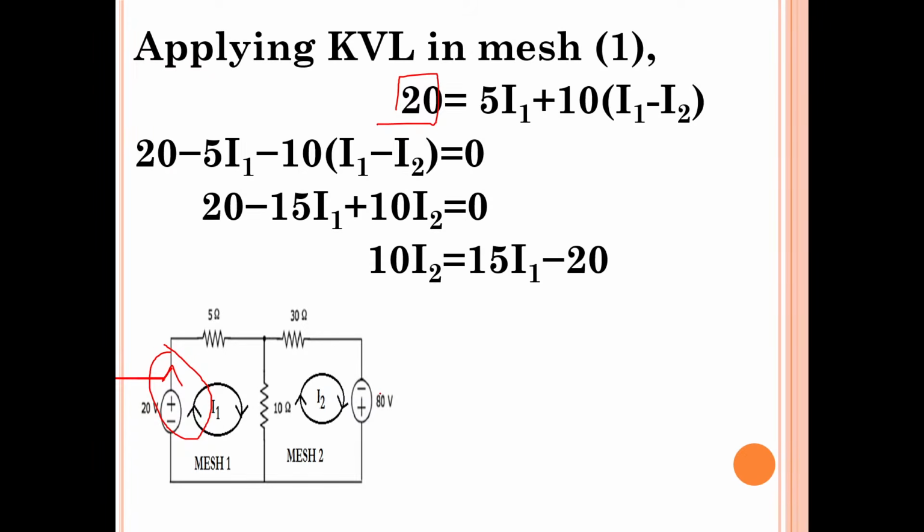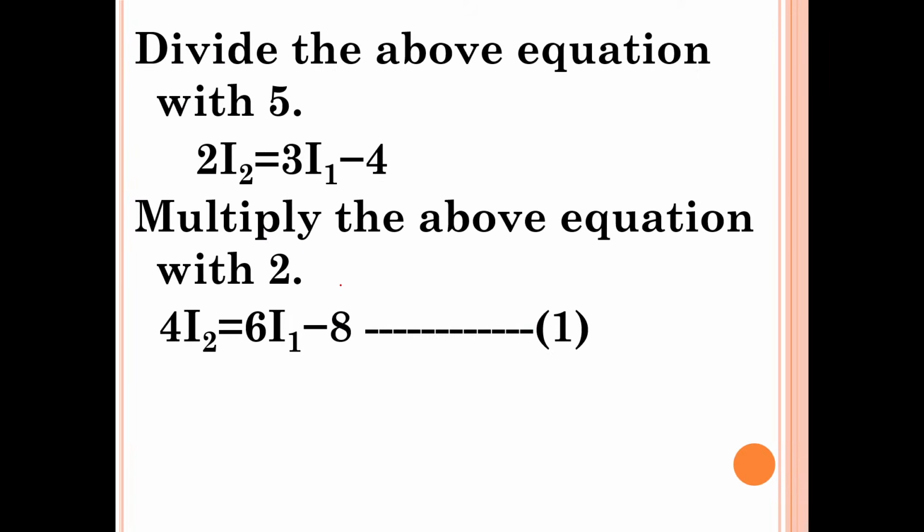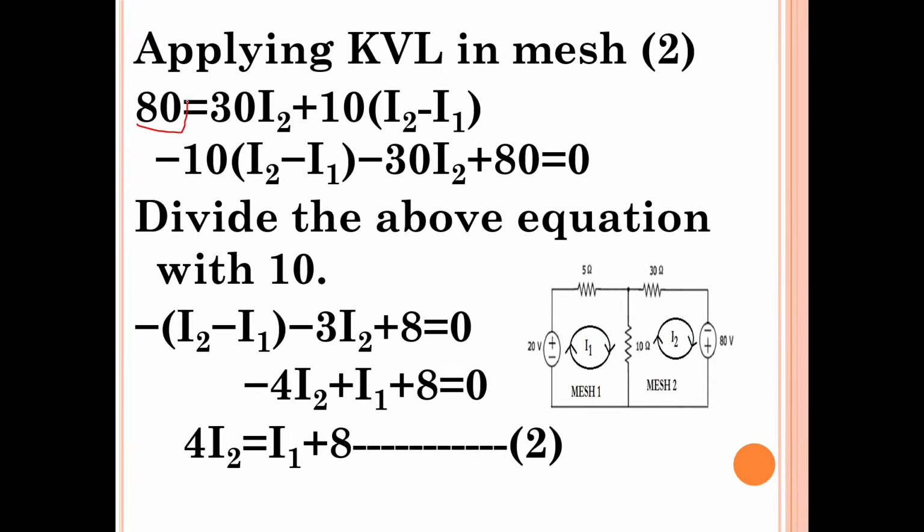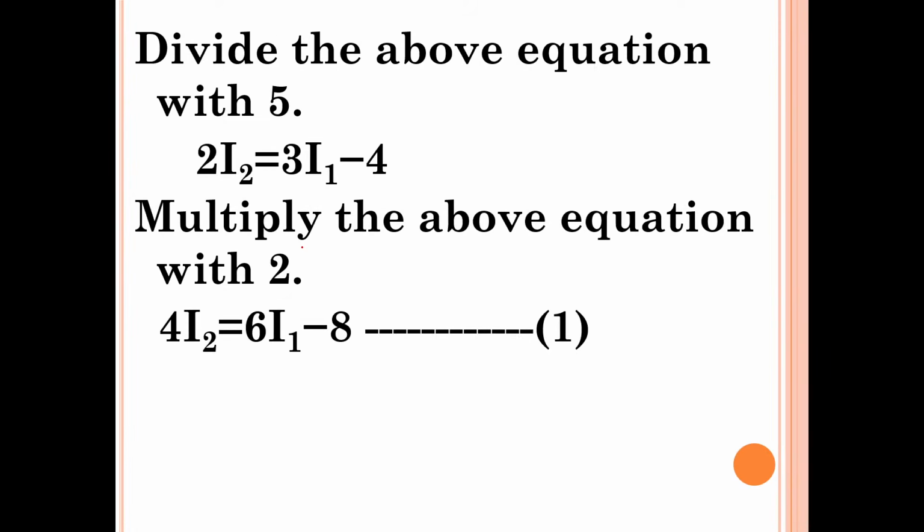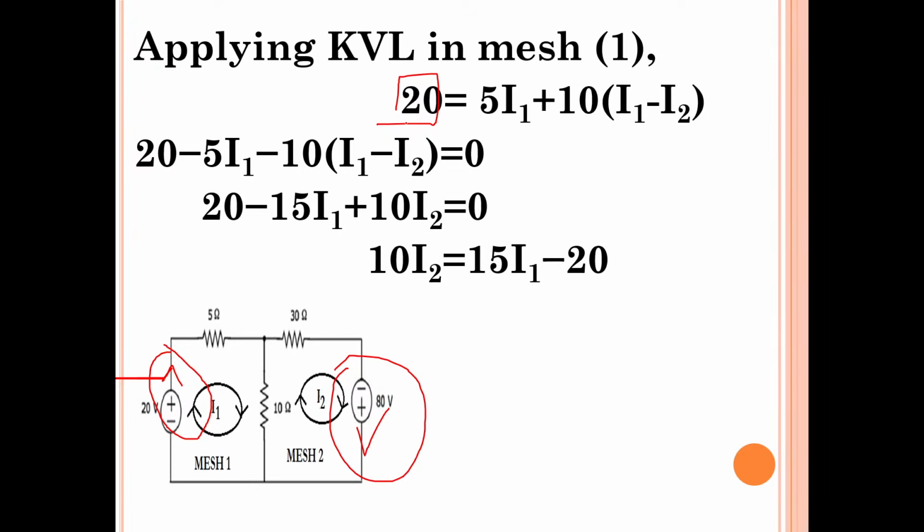Similarly, just observe here. The positive terminal is downward, so the current will come out in this direction. The I2 current direction is also downward. Both the current directions are the same. So when the loop current direction and the current coming out of the source are in the same direction, you must consider the magnitude of the voltages as positive. See here, 80 I have written positive, and 20 also I have written plus 20. Why? Because both are in the same direction.